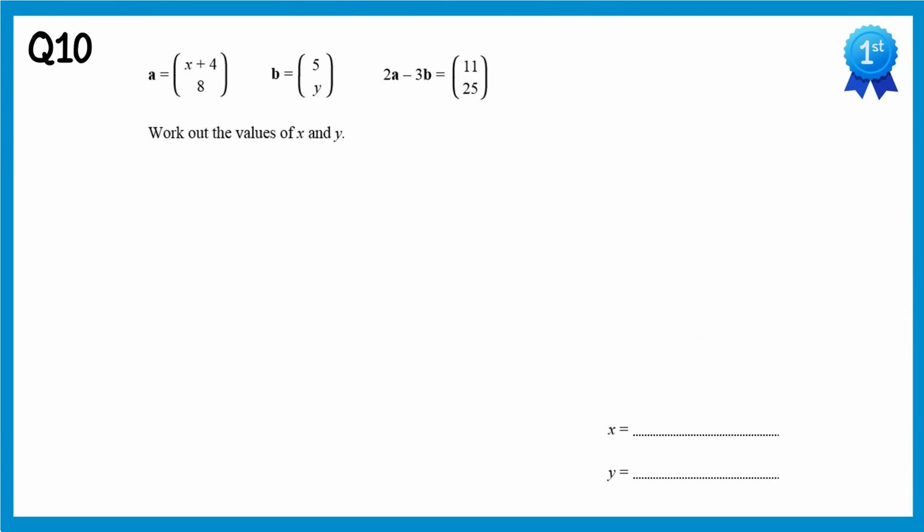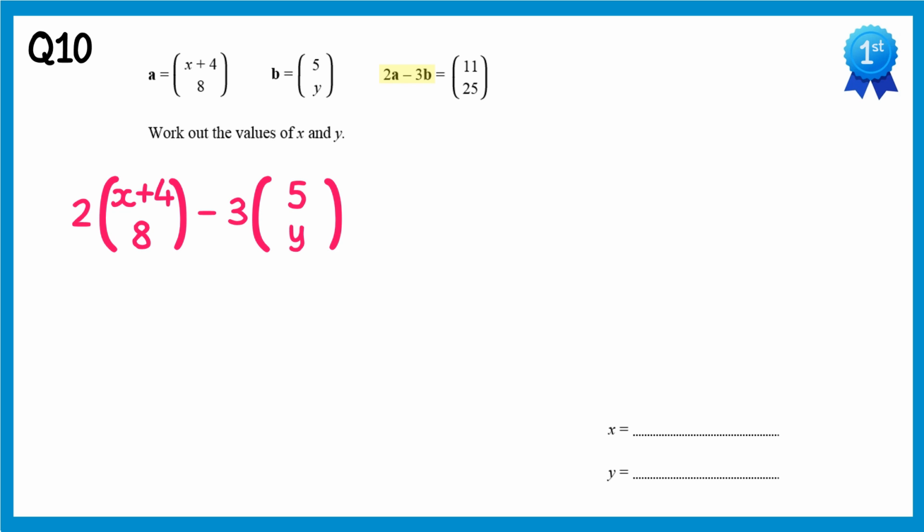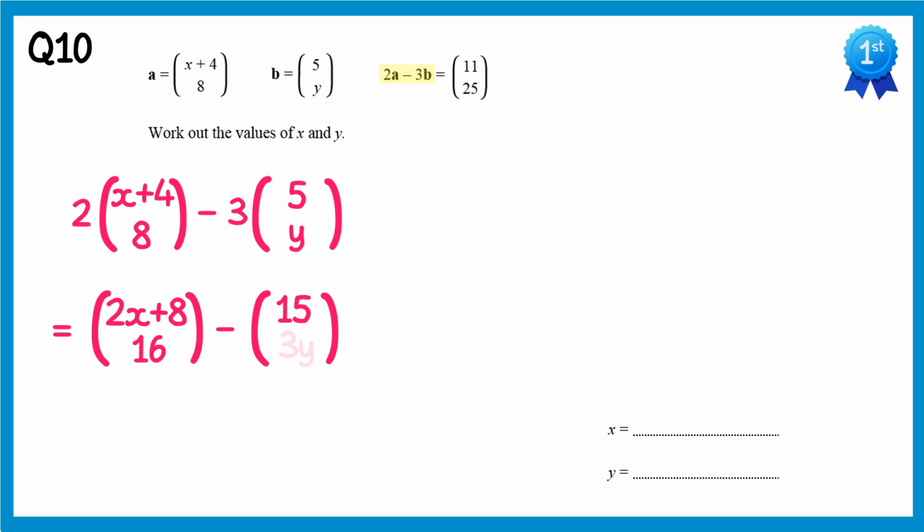In the question, we're told the vector 2a minus 3b. We can also work this out using the vectors we're given, so 2 lots of the vector a minus 3 lots of the vector b. To times this vector by 2, we just times 2 on the top and 2 on the bottom. So 2 lots of x plus 4 gives you 2x plus 8, and 2 lots of 8 gives you 16. Then we have minus, and 3 lots of the next vector, so 3 5s are 15, and 3 times y is 3y. We can now simplify this.